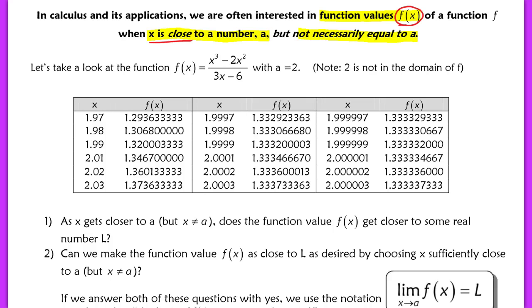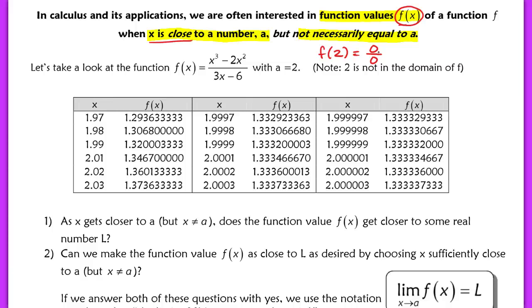Now we're going to take a look at a function f of x equaling x cubed minus 2x squared over 3x minus 6. So this is a rational function with an a value of 2. Note that 2 is not in the domain of this particular function, because if you try to evaluate f of 2, you end up with 0 divided by 0, so it's undefined, which means that f of x is not defined if x is equal to 2. So we have to throw that out of the domain.